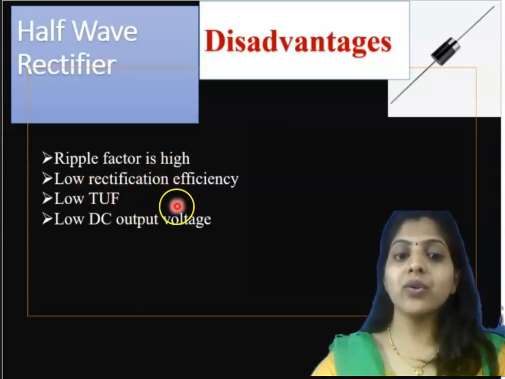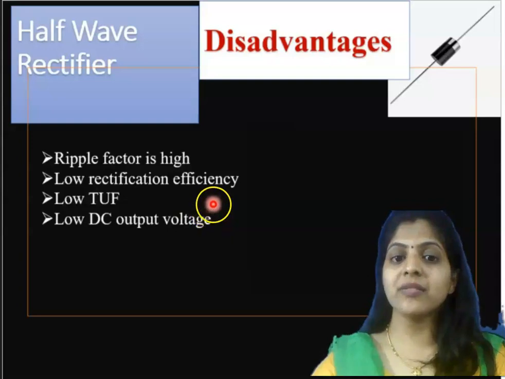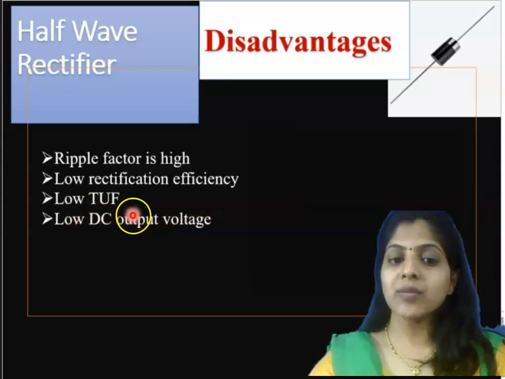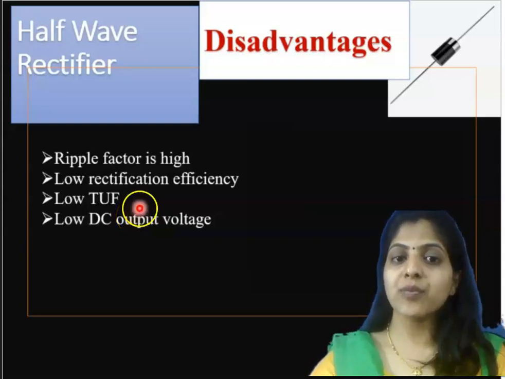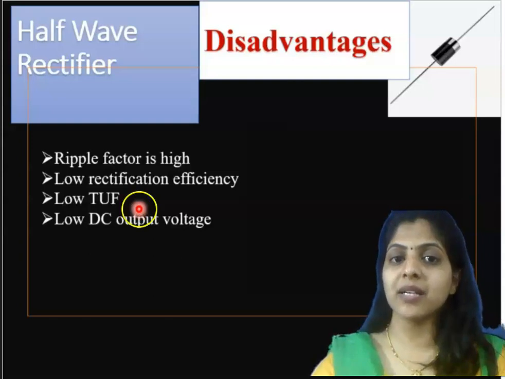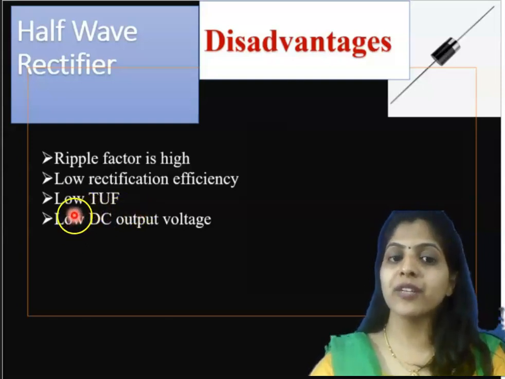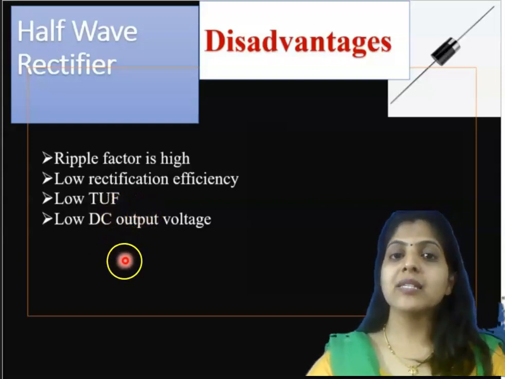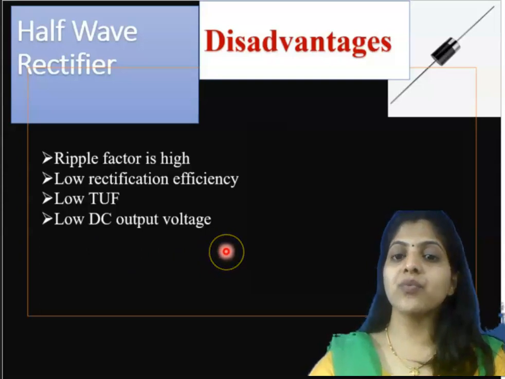Second, it has a low rectification efficiency. Efficiency should be very high, that is 100% ideally. But it is giving less efficiency, so that is one more drawback. Next is low transformer utilization factor. Transformer utilization factor should be very high, ideally 100%. But in the case of the half-wave rectifier circuit, again we are getting this parameter very low. So this is one more drawback. Next, low DC output voltage. This is one more drawback.